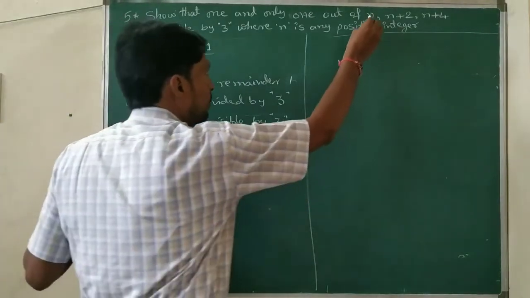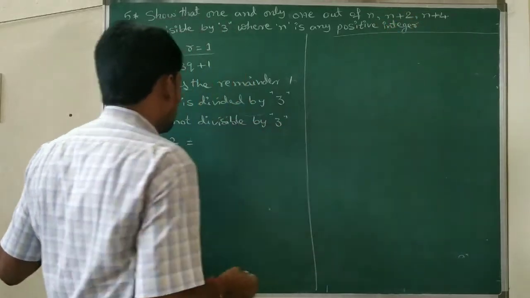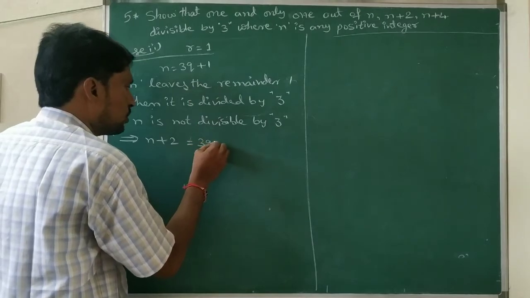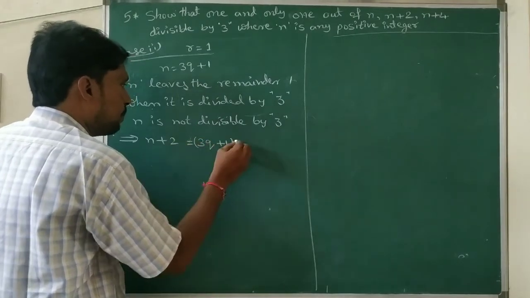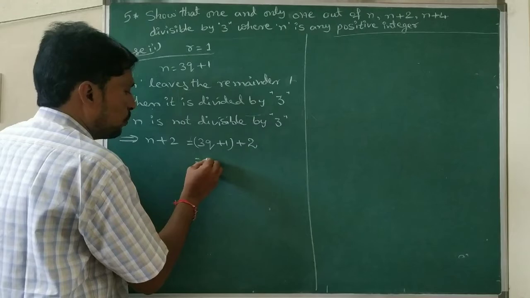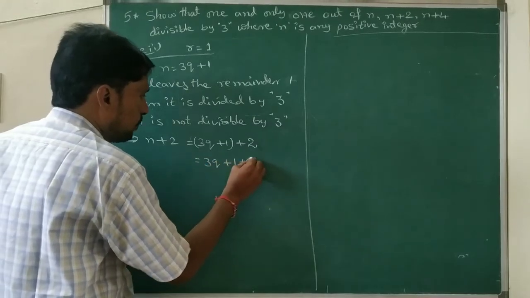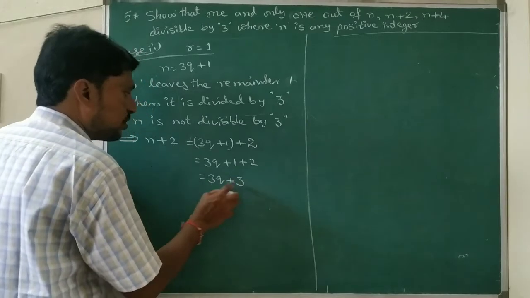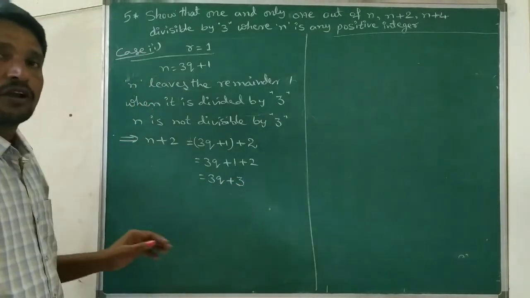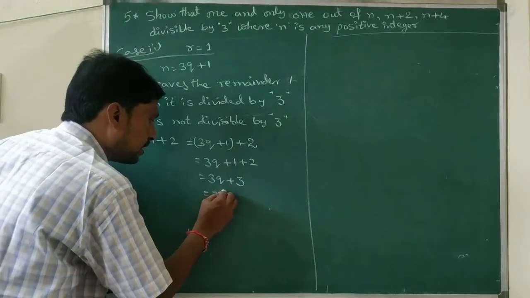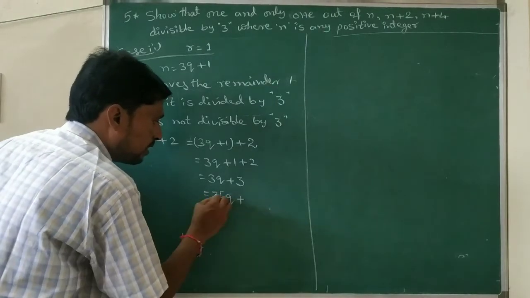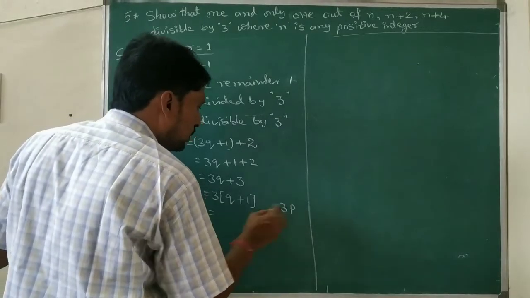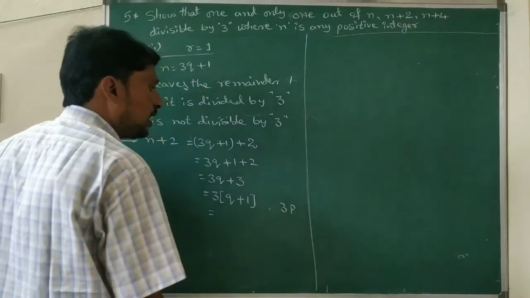So already the n value is completed. Now we need to find n plus 2. So what should we take for n? 3q plus 1 we need to take. So 3q plus 1, plus 2 as it is, means 3q plus 1 plus 2, that equals 3q plus 3. Now in this we can take 3 as a common factor, so 3 times q plus 1, which is in the form of 3p only. So this q plus 1 I took as p.